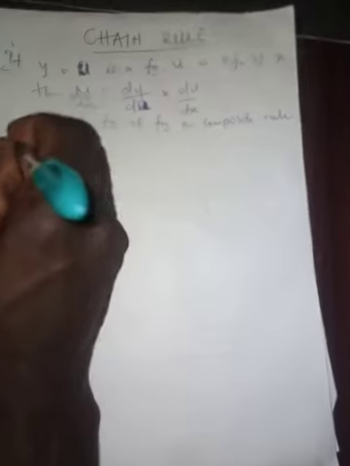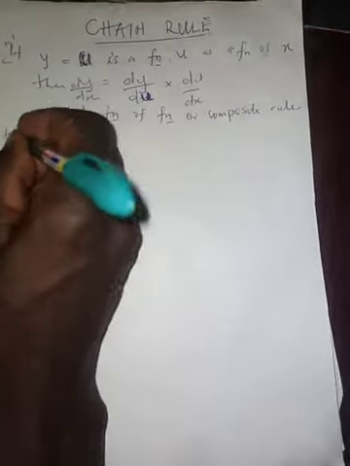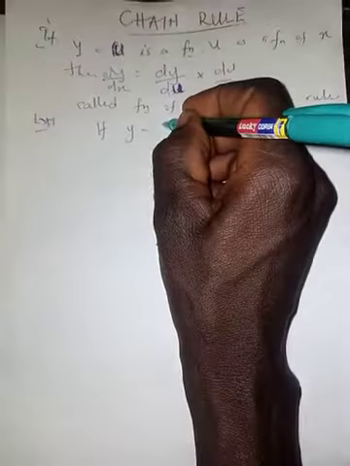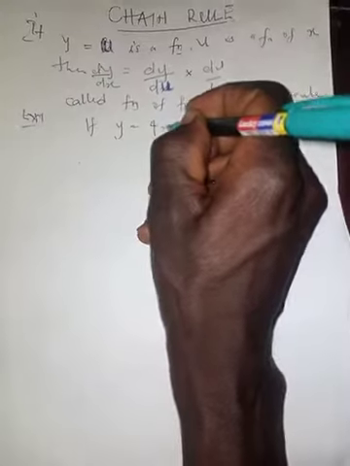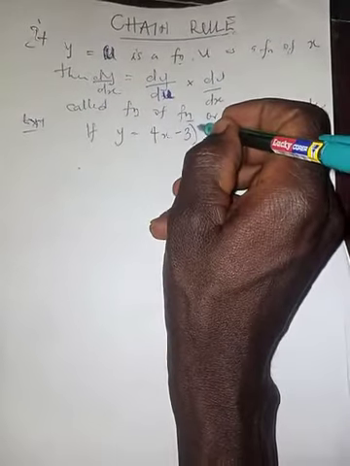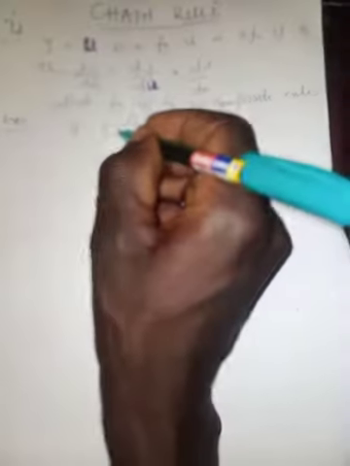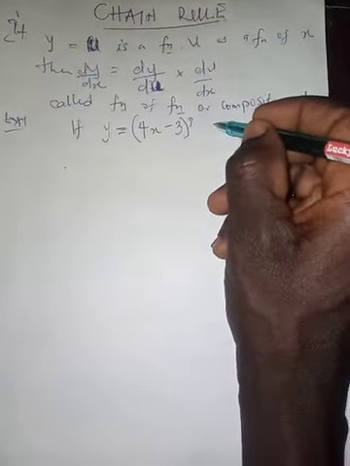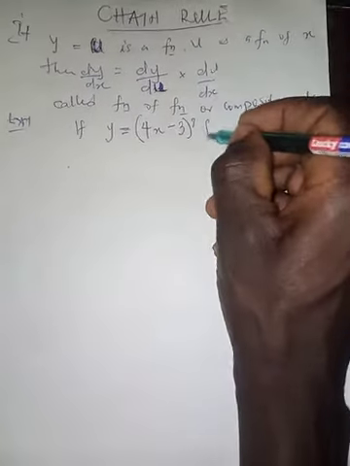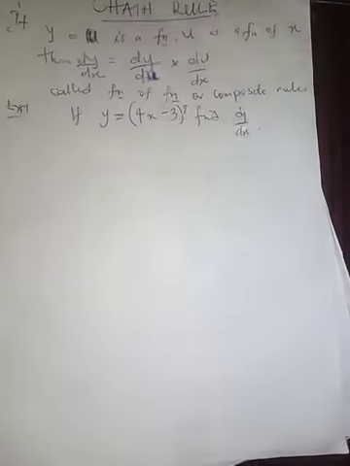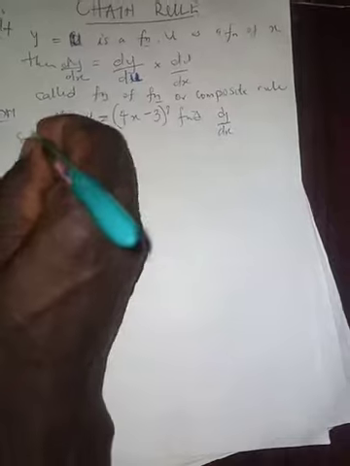Let's take this example. If y equals 4x minus 3 raised to power 7, we can find the derivative of y with respect to x using chain rule. Find dy dx. Let us start with the solution.